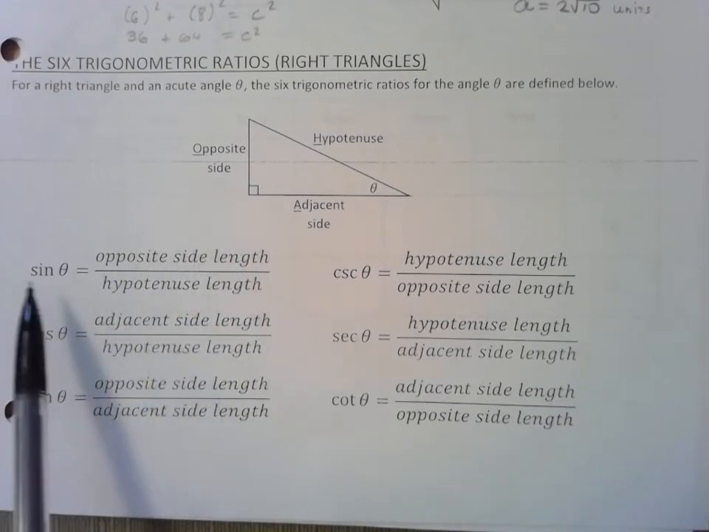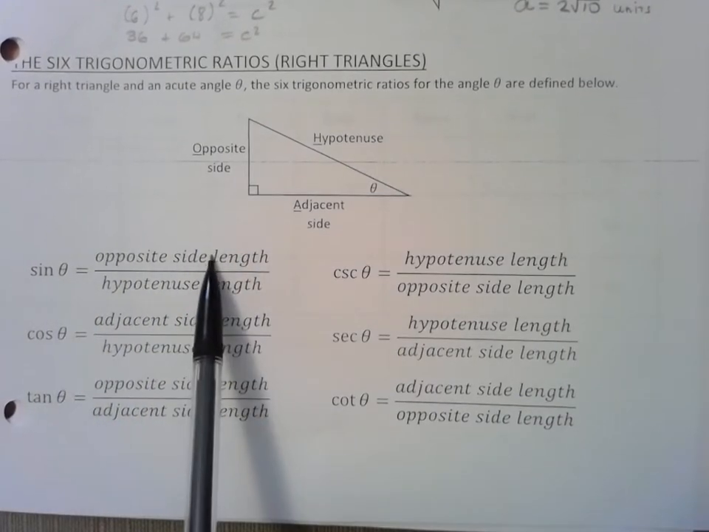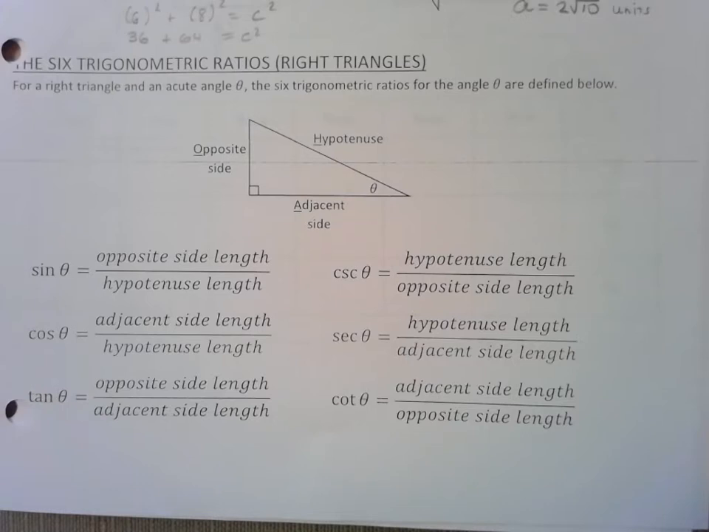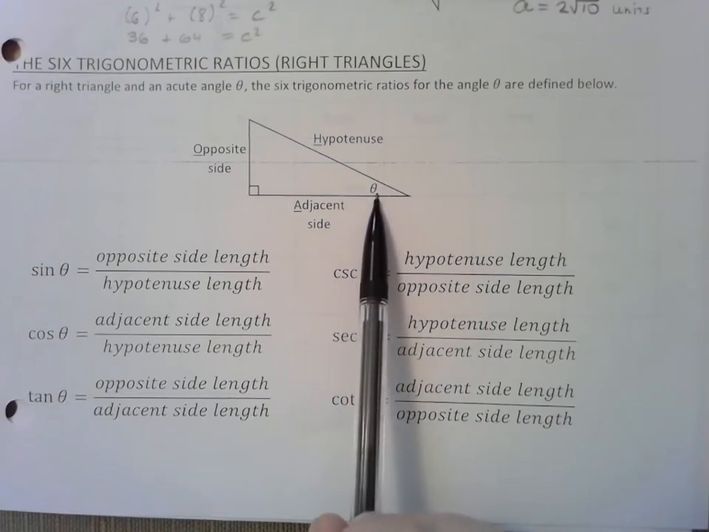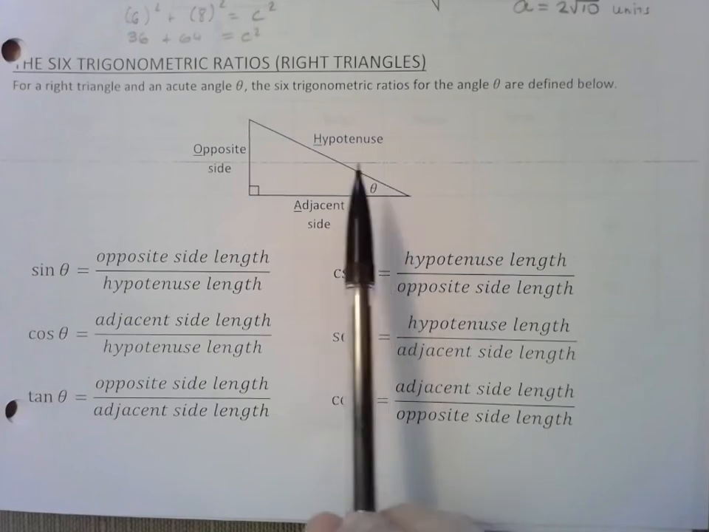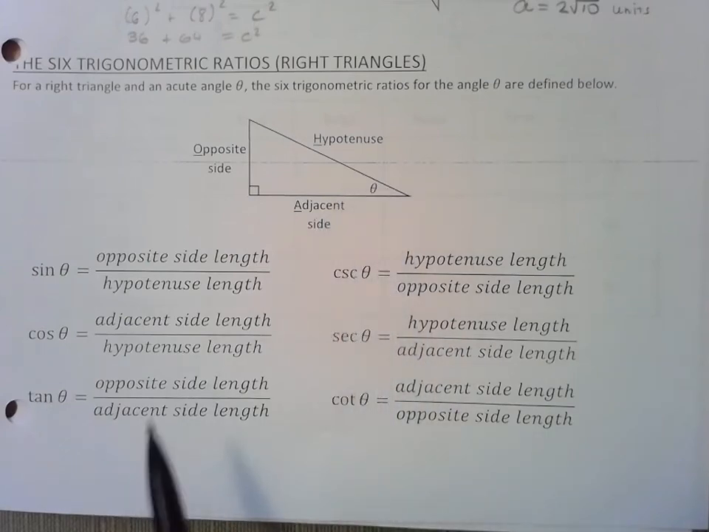In a right triangle, the sine of an angle represents the ratio of the opposite side length divided by the hypotenuse length. We're going to mark our angle with this symbol. This is the Greek letter theta. And once you establish an angle, that establishes what sides are opposite and adjacent to this angle as a reference.